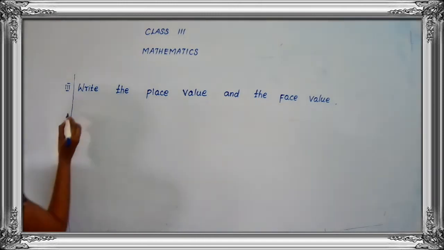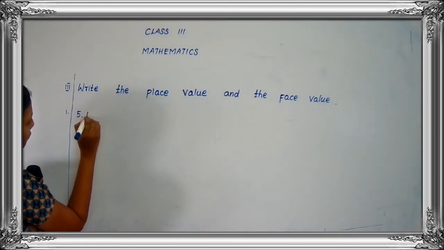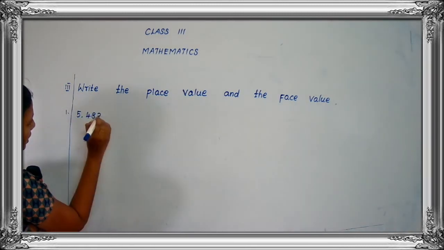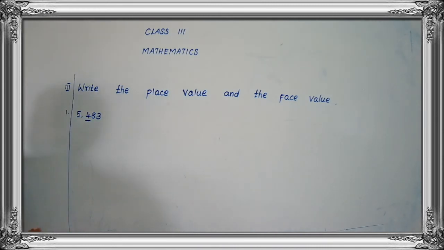Okay, see the first one. 5483. Okay, the underlined digit number is 4. 5483. Okay, children. What is this number? This one is a 4-digit number. 4-digit numbers start from 1000. Isn't it, children? Which number is underlined? 4. Okay.